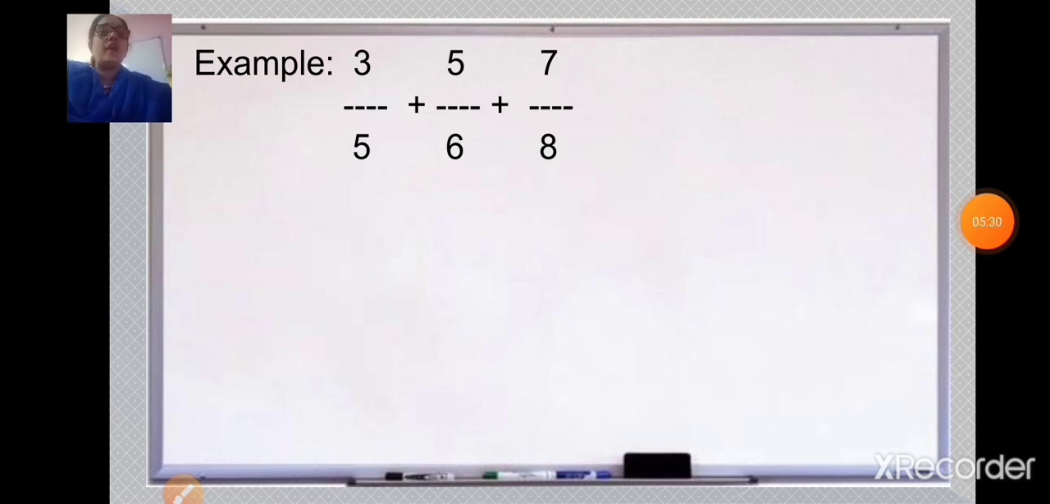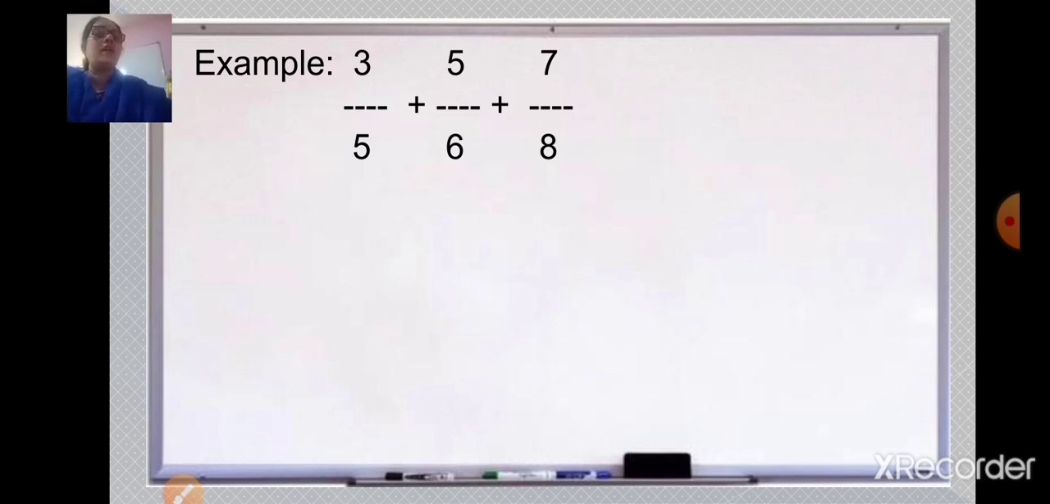Okay, 3 upon 5 plus 5 upon 6 plus 7 upon 8. Now here it is an unlike fraction. There are three fractions together which have to be solved. So it is an addition sum. The first thing is the denominators are different. Now we have already learned how to add two unlike fractions by taking out the LCM.